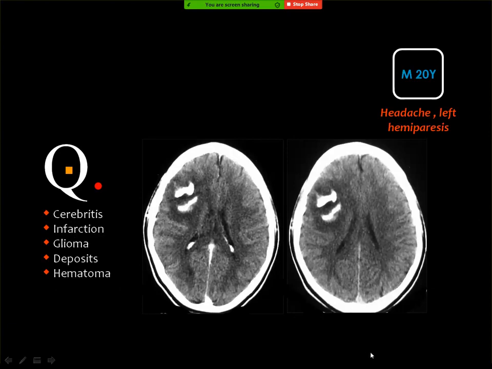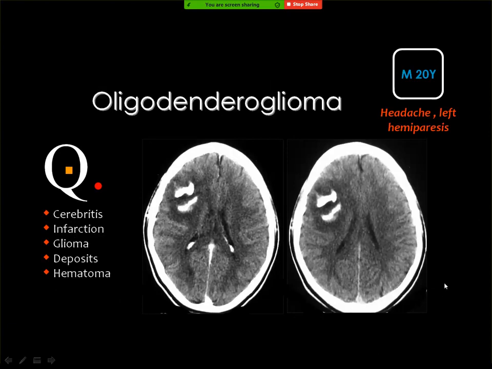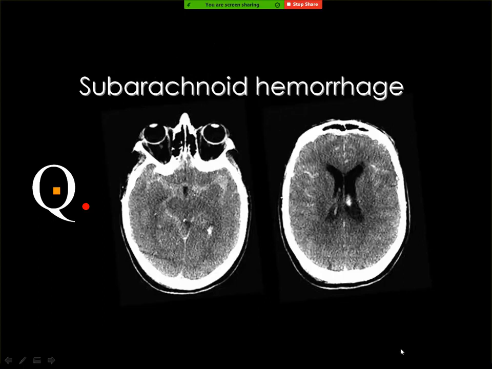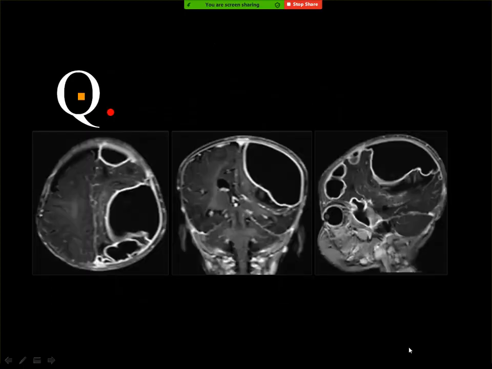Oligodendroglioma. And this is one of the criteria: the linear pattern of calcification, which is typical for oligodendroglioma. Some mass effect is exerted by the lesion. This is subarachnoid hemorrhage. And this is subarachnoid hemorrhage.